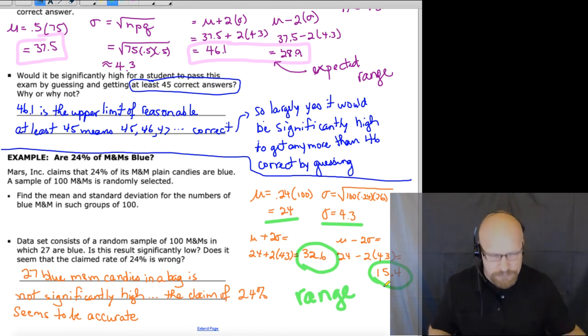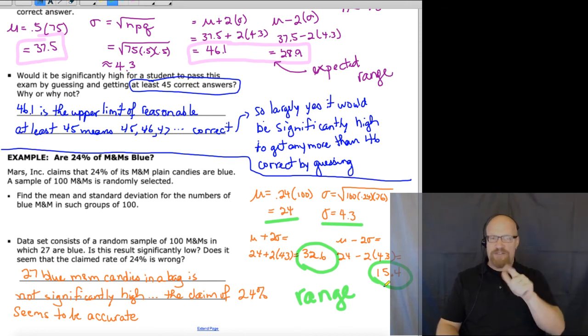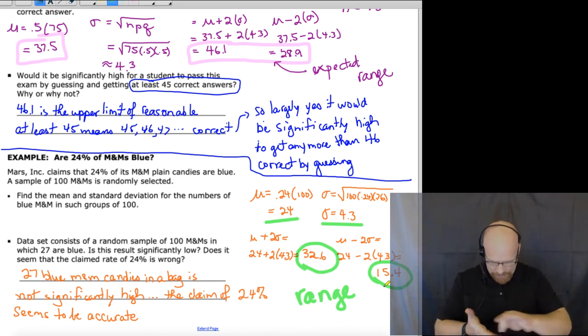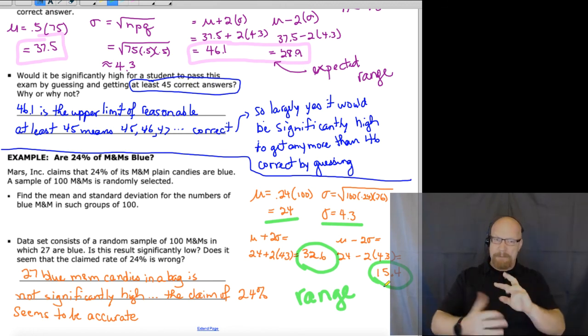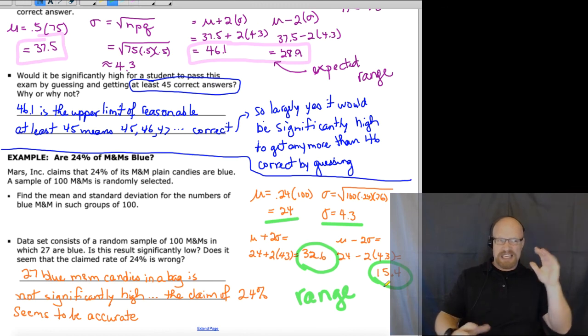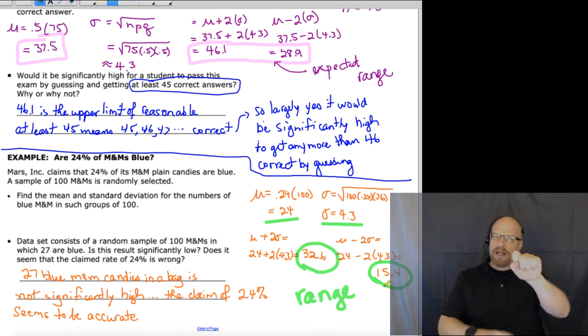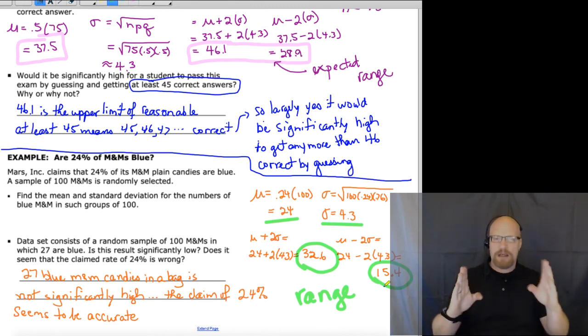So now the question is, if we have 27 in my bag, I counted 27 blue, is that within the range? Does that mean 24% is accurate? Yes, because 27 is within the range we have.